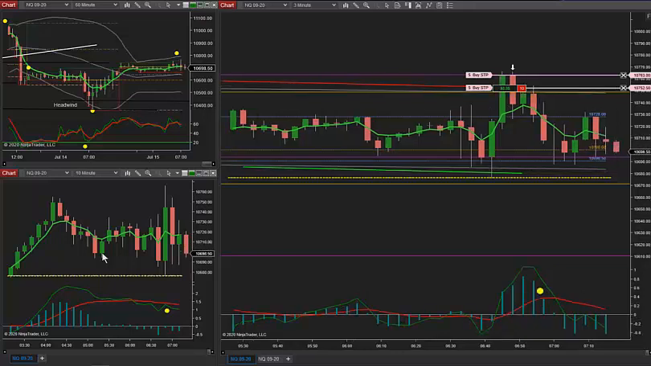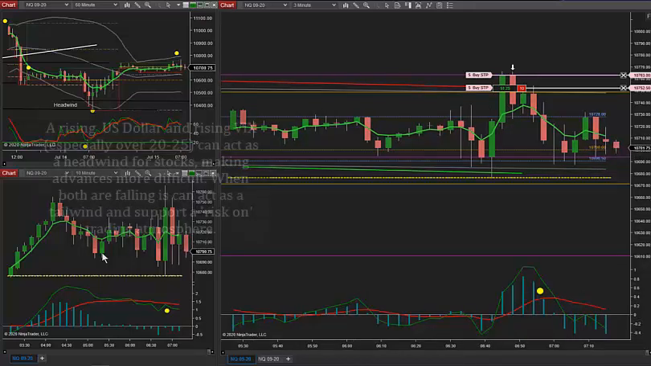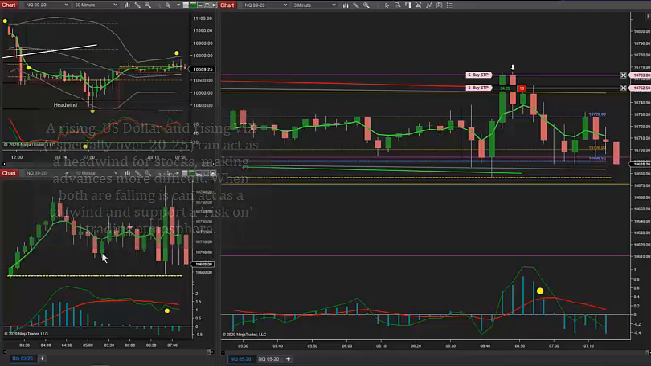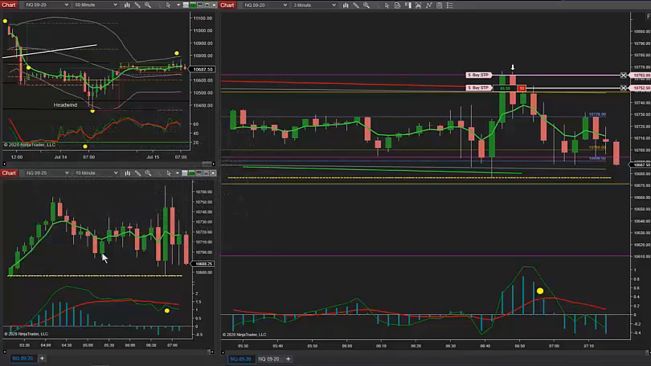Some other things I like to pay attention to are the US dollar. If the dollar's rising, it's going to act as a headwind for stocks. Does that mean that prices won't go up? No. Of course they can still go up, but it's going to be a headwind. And at some point, if the dollar rises strong enough, fast enough, long enough, eventually it's going to present a bit of a problem, a more and more difficult hurdle for stock prices.